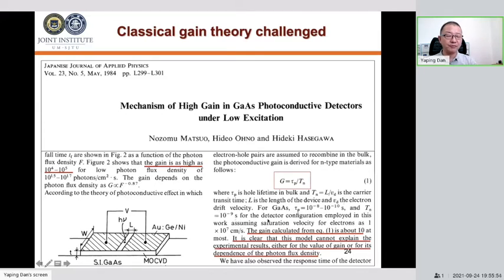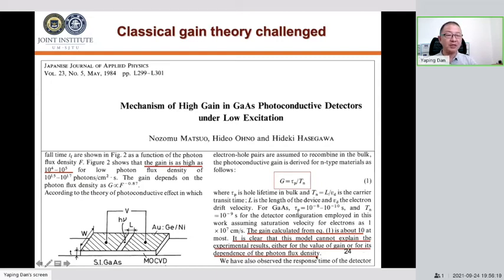So for detectors, in this case, what they found is the gain calculated from equation 1 is about 10 at most, not higher than 10. It is clear this model cannot explain the experimental results, either for the value of the gain or for its dependence on photon flux intensity.